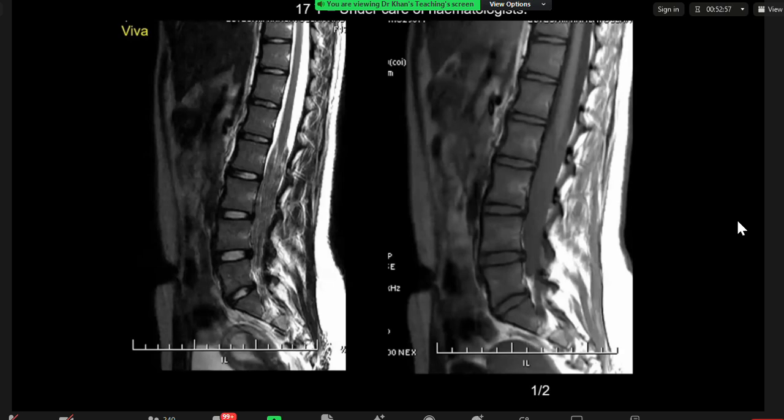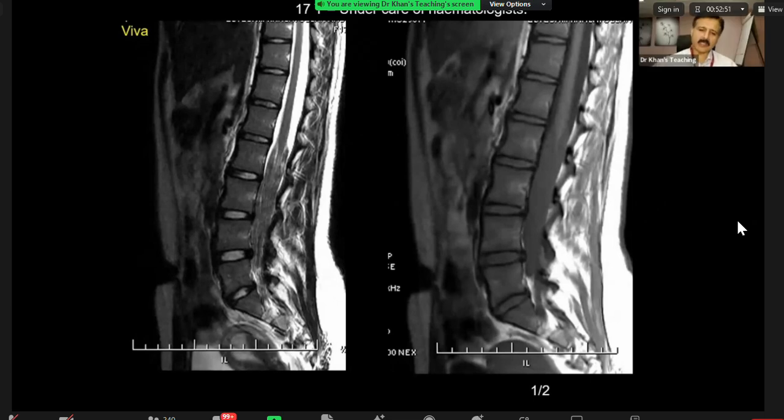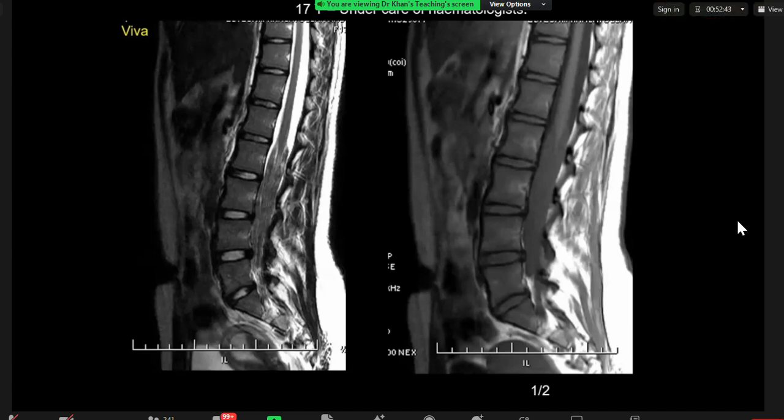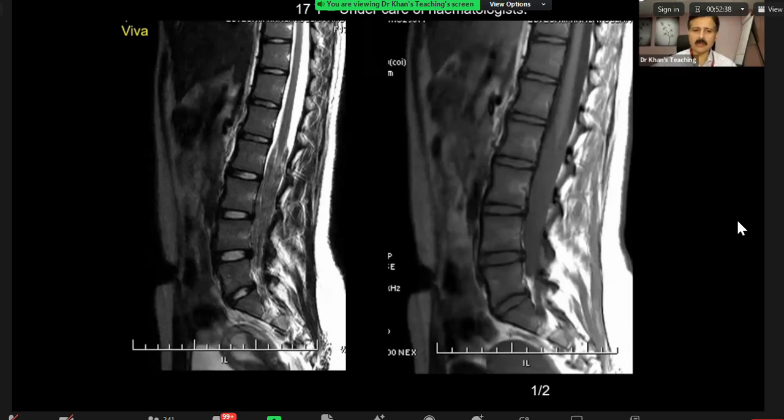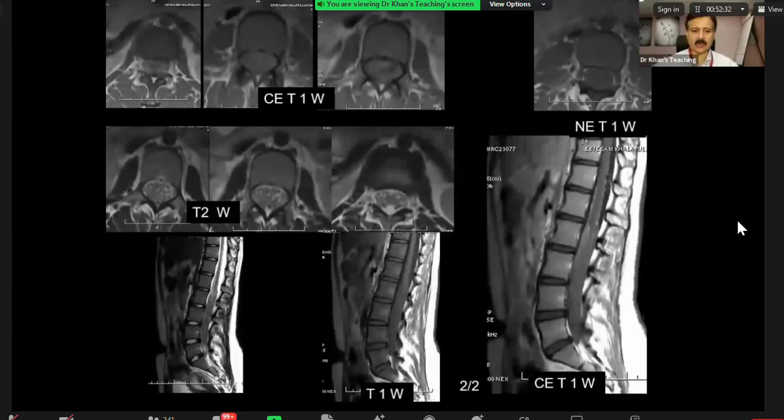But the point is that anatomically speaking, this is the conus. So what is thickened here? That is my question to you. Cauda equina. What do you mean Cauda equina? The nerve roots, right? Yeah. The nerve roots. So go back to axials. Now look at this T2. What is happening to the nerve roots?